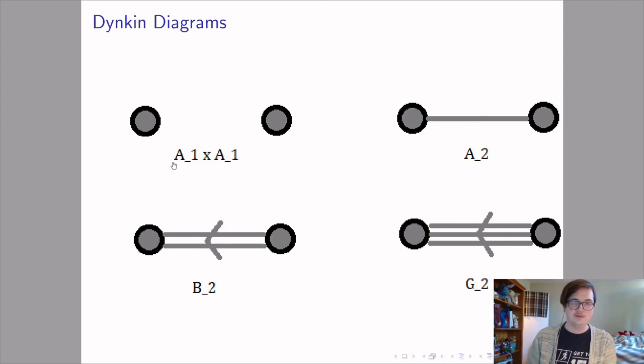So here our first one, A1 cross A1, we see that they're disconnected because both of our roots are at an angle pi over 2 from each other, and no arrows, obviously. Okay, and then A2, we have one connection because they're at an angle of pi over 3 from each other, and no arrow because they're all of equal length. And here, we increase the number of edges for the decreased angle, and then we add the arrow because there's a multiple of root 2 difference. And here we have the arrow again because of the multiple of root 3 difference and the decreased angle again for G2.